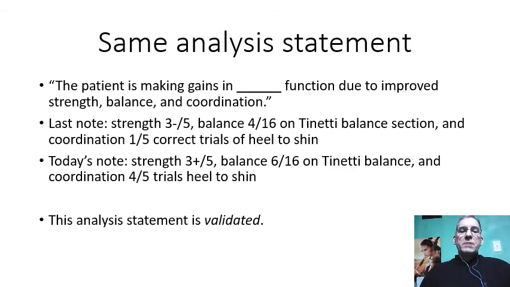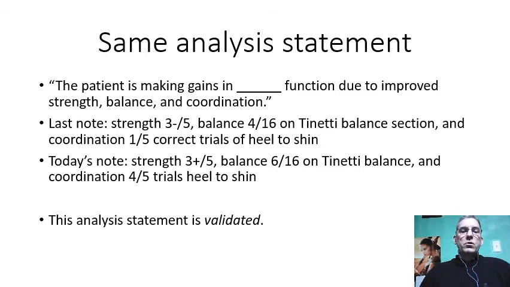So we have the same analysis statement, but now let's look at the last note. Mostly the same measurements. 3- out of 5 strength was measured last time, wherever we're measuring on. And by the way, make sure you actually measure a specific body part and a specific motion. The balance was 4 out of 16 on the Tinetti, and coordination was measured as 1 out of 5 correct trials doing heel to shin movements.